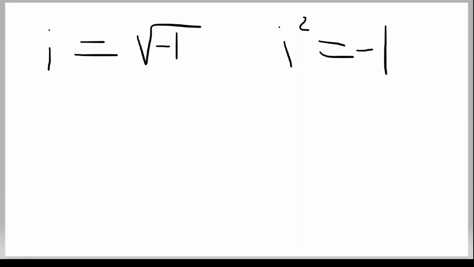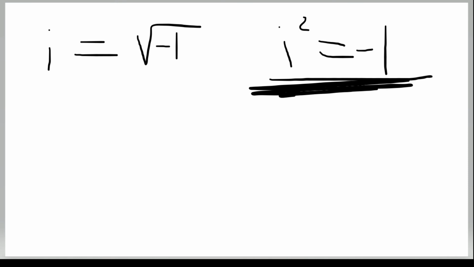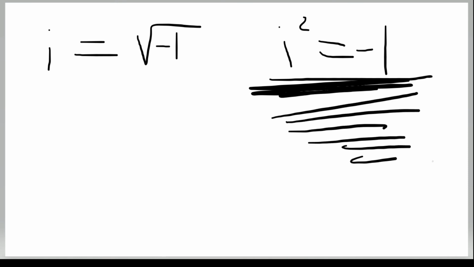i is equal to the square root of -1. So that means i squared equals -1. You need to remember this. This is important. Just underline that a couple times.